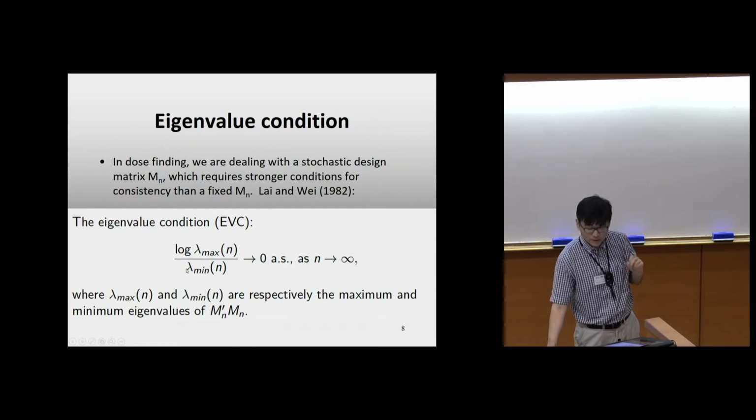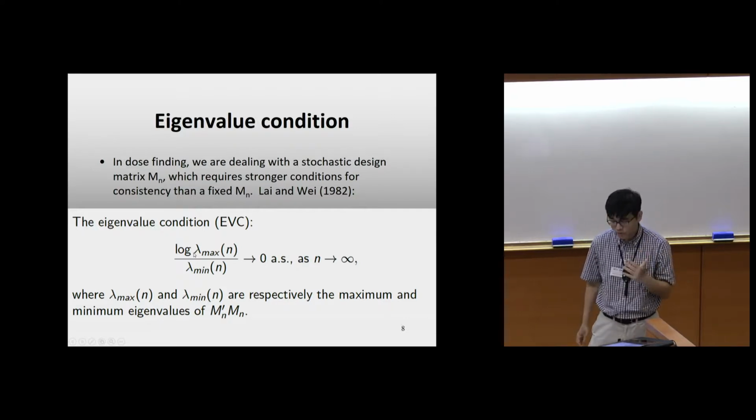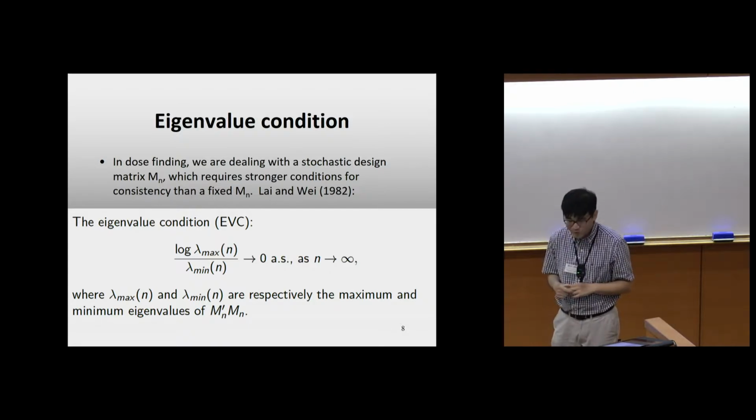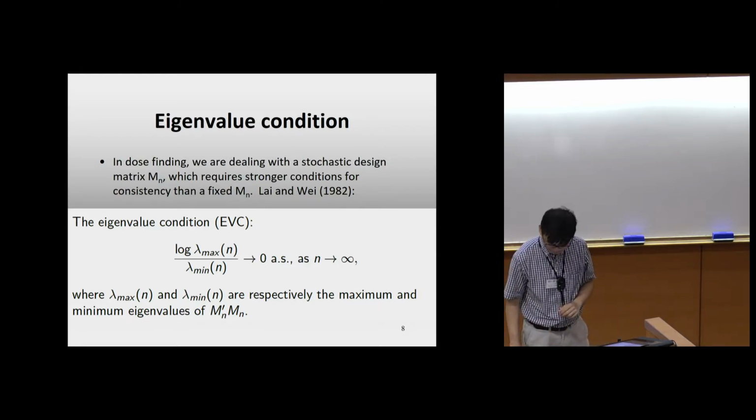And so if it were a fixed design regression problem, we require that lambda min go to infinity as n increases. But because we're dealing with stochastic design, we need lambda min to go to infinity at a faster rate than that. So basically, the idea is that you want this ratio to converge to 0 as n increases. So that's a classical result in stochastic regression, which has been overlooked in adaptive designs in general, for some reason that I'm not quite sure.